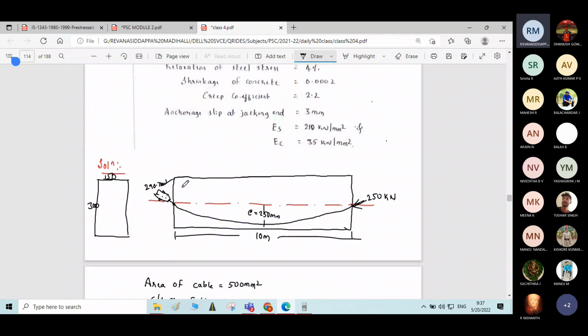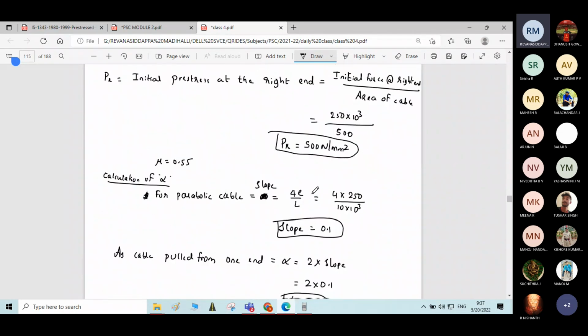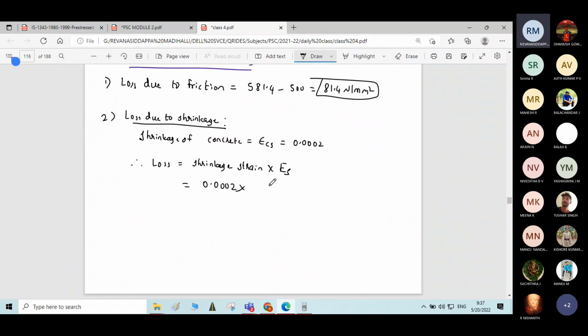Young's modulus of steel is also given in the problem. How much is it given? 210 kilonewton per mm square. Correct? So you convert that into Newton per mm square. If you convert 210 kilonewton per mm square into Newton per mm square, it is 210 into 10 power 3 Newton per mm square. Therefore, here you multiply 210 into 10 power 3.